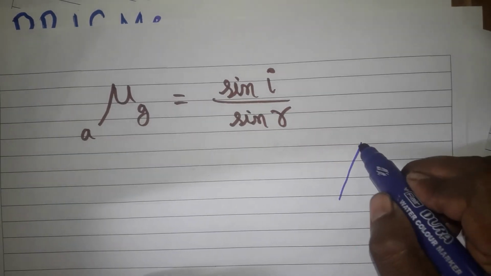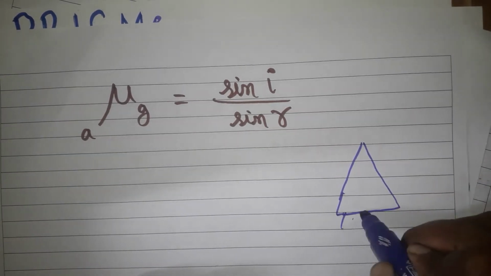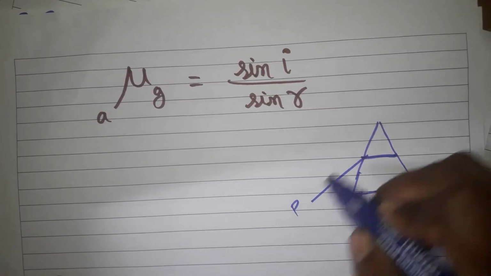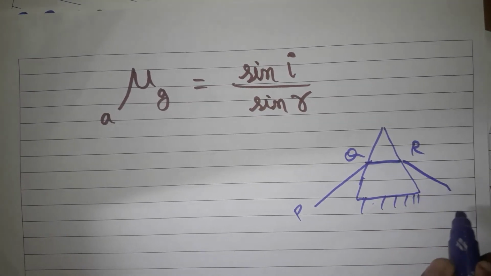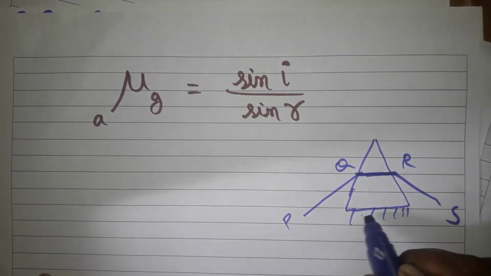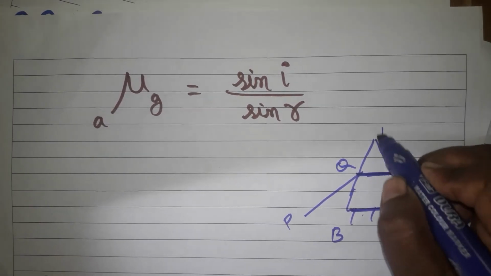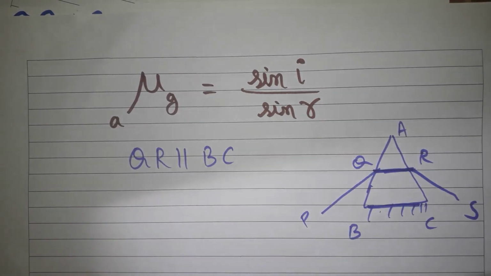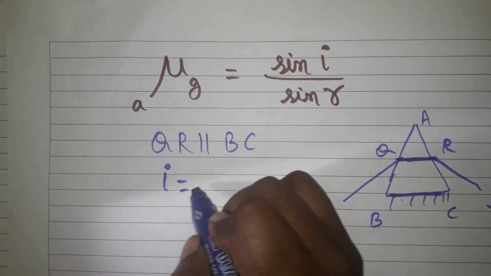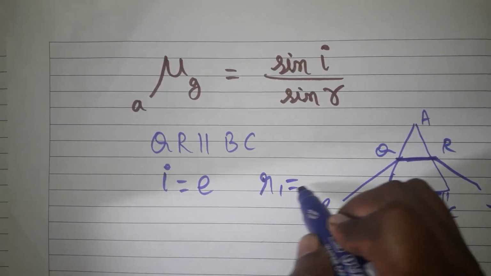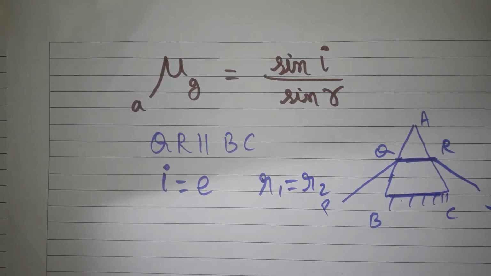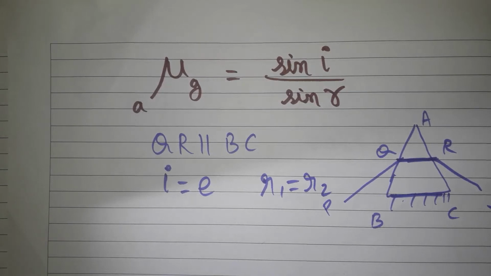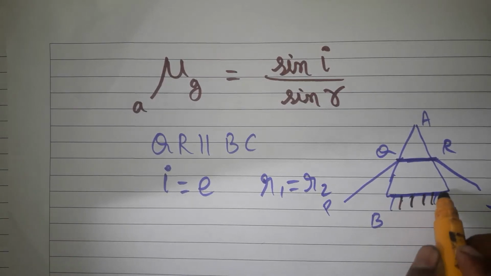We have a prism like this. PQ is the incident ray, QR is the refracted ray, RS is the emergent ray. When QR becomes parallel to BC, the base of the prism, that is the time the condition will be I is equal to E and R1 is equal to R2. So these two will be equal when the base of the prism and the refracted ray are parallel. These two conditions will be satisfied.